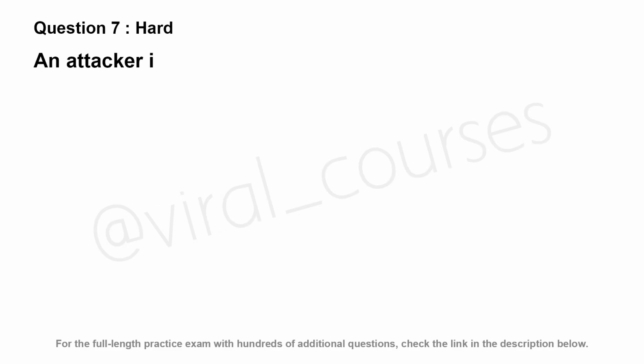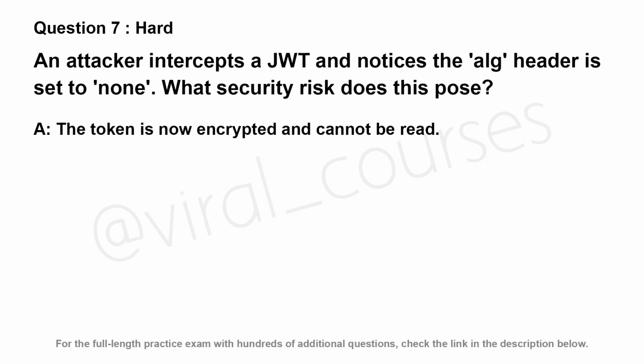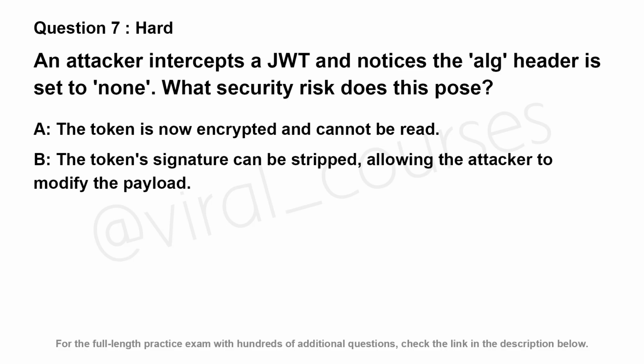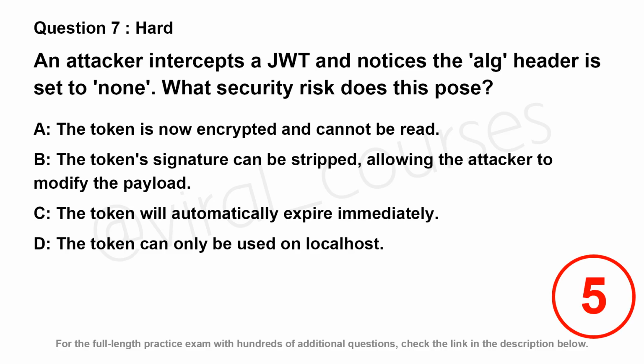An attacker intercepts a JWT and notices the alg header is set to none. What security risk does this pose? Option A. The token is now encrypted and cannot be read. Option B. The token's signature can be stripped, allowing the attacker to modify the payload. Option C. The token will automatically expire immediately. Option D. The token can only be used on localhost.